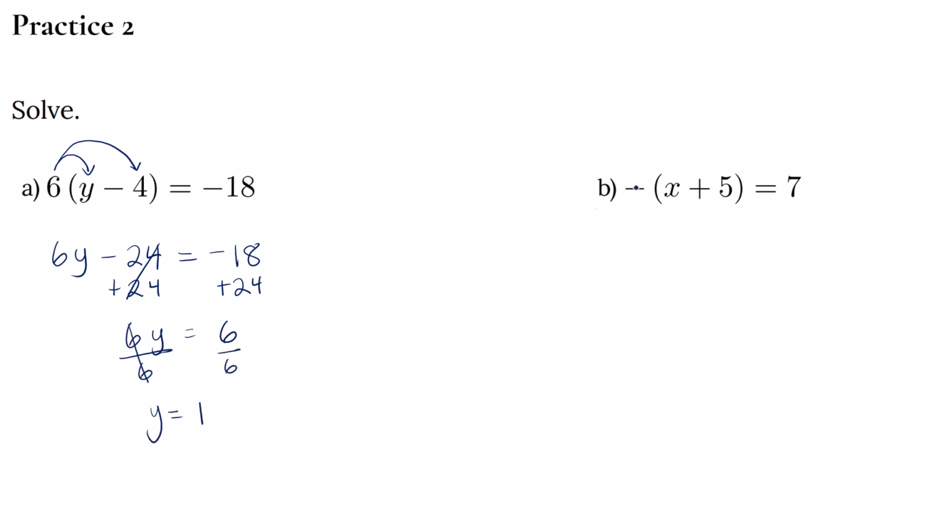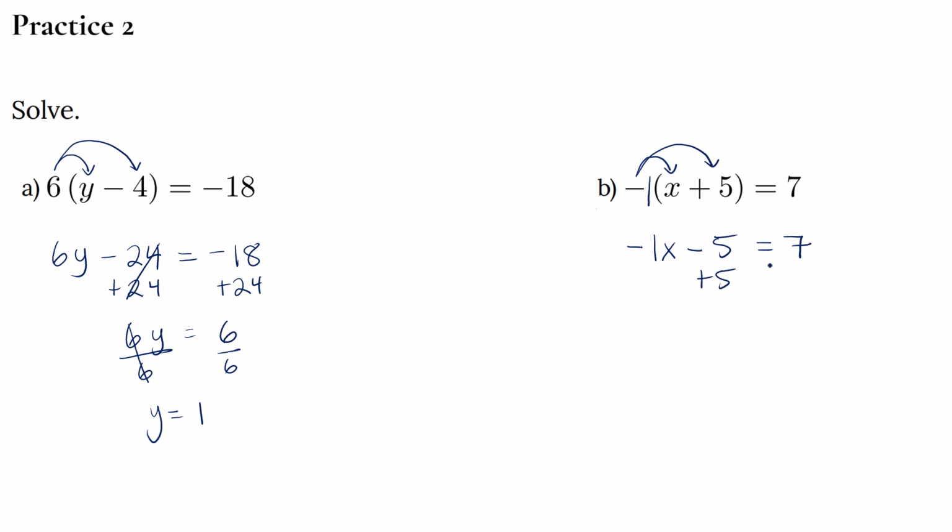The first thing we want to do with b is actually get rid of those brackets. So to get rid of the brackets, we're going to have to multiply this negative inside the brackets. Before we multiply, I'll just show you that if there's just a negative, that's technically a -1. So when we multiply this in, -1 times x is -1x. -1 times +5 is -5 equals 7.